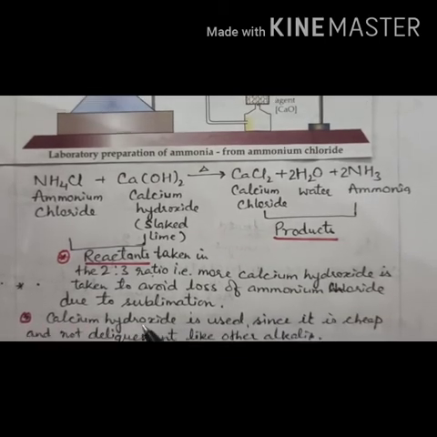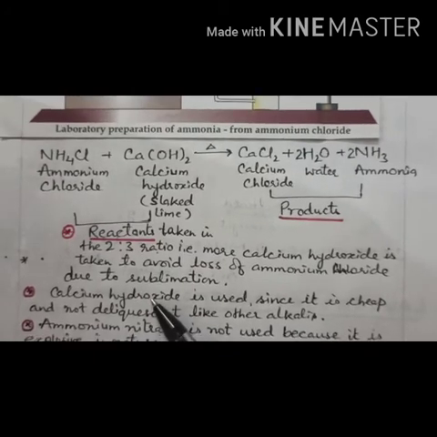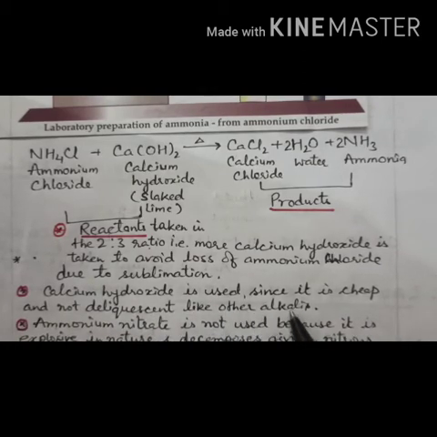Now next, why do you take calcium hydroxide as a reactant? You can take sodium hydroxide also, or you can take potassium hydroxide also. But in laboratory preparation, we use only calcium hydroxide. Why? Because it is cheap and not deliquescent like other alkalis. Sodium hydroxide and potassium hydroxide are deliquescent. What are deliquescent substances? Substances which, when exposed to the atmosphere, absorb moisture and change into solution.